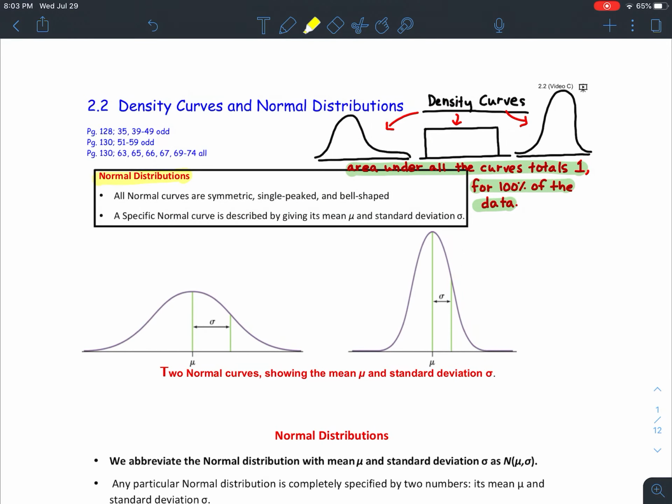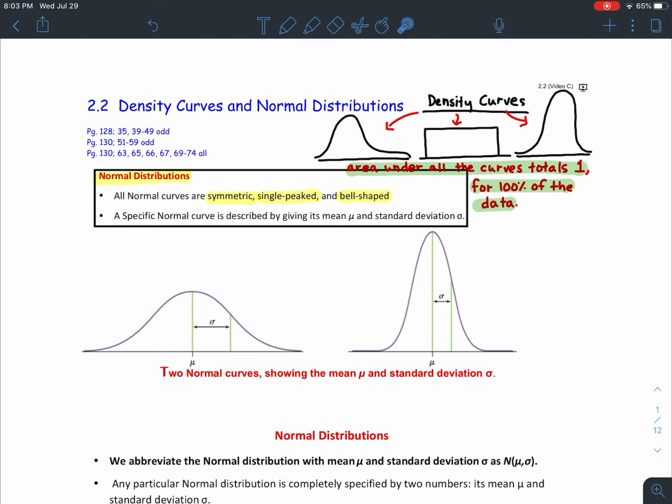Okay, so when we talk about a normal distribution, this is a specific type of density curve. It is symmetrical, or at least approximately symmetrical. It is unimodal or single peaked, and it is bell-shaped. So you can see two pictures here below. These are both examples that meet that criteria of symmetry, single peaked, and bell-shaped. These are both normal curves.